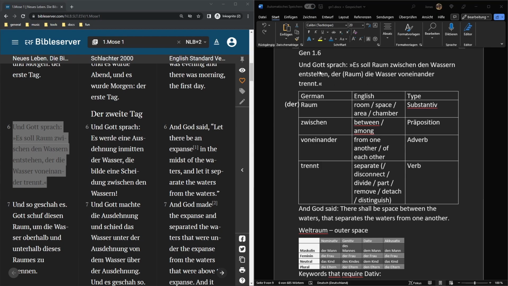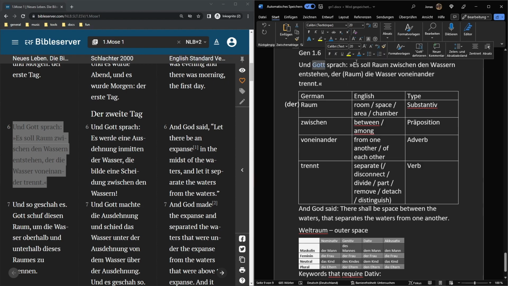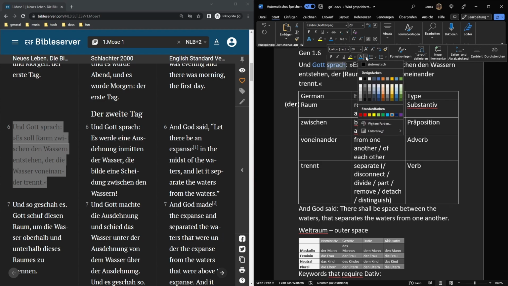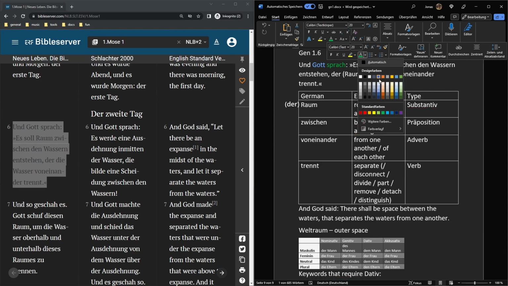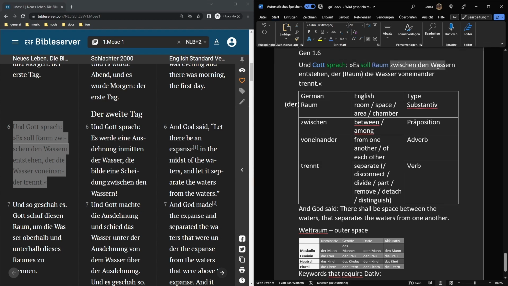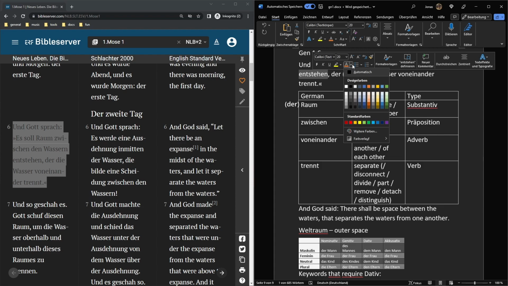So let's color this. We have 3 sentences, or we have this sentence and then a quote, and within the quote we have 1 main sentence or 1 Hauptsatz and 1 Nebensatz. In the first sentence we have 1 subject and 1 verb. Then we have es soll Raum zwischen den Wassern entstehen. Soll is the verb, Raum is the subject. Zwischen den Wassern is an adverbial of location. Then entstehen belongs to the verb.